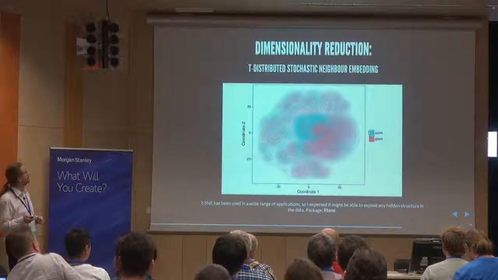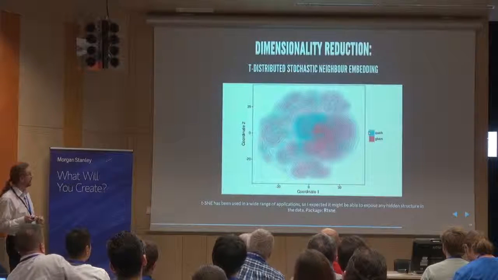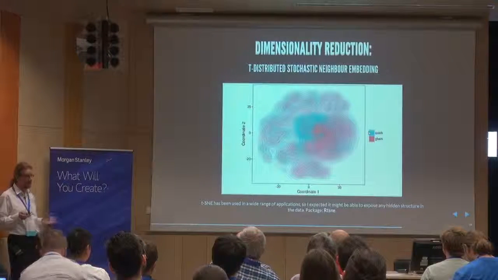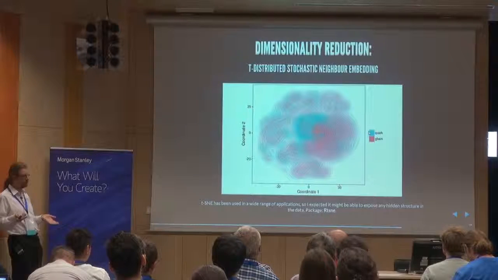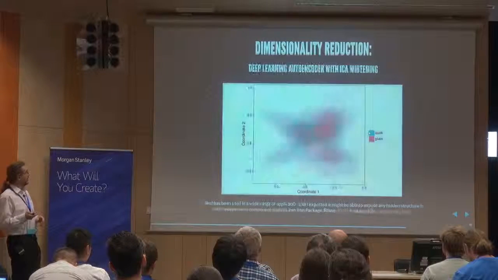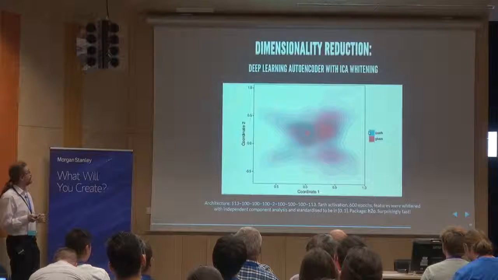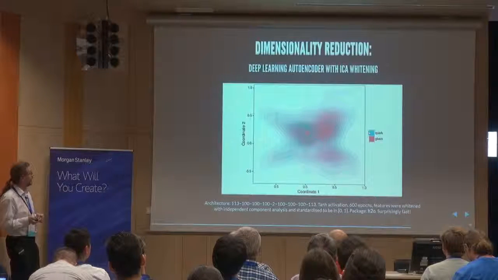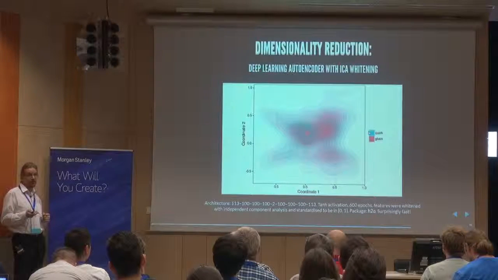I also tried using t-distributed stochastic neighbor embedding, but this wasn't really that helpful for picking out any hidden structure that might be in the data. I also used a deep learning autoencoder with ICA whitening. This was implemented using H2O.